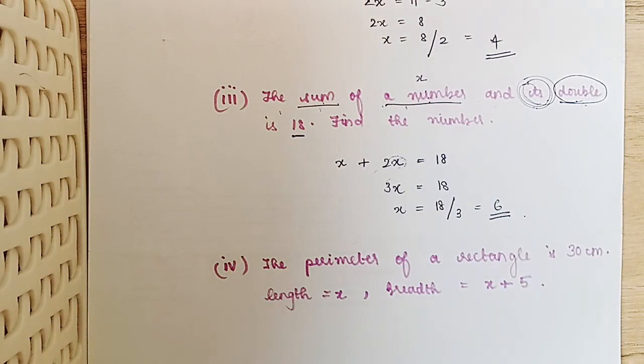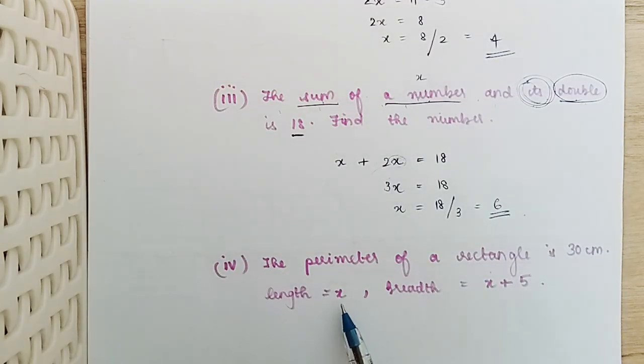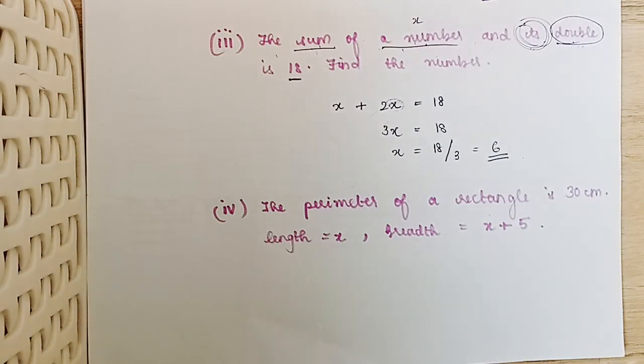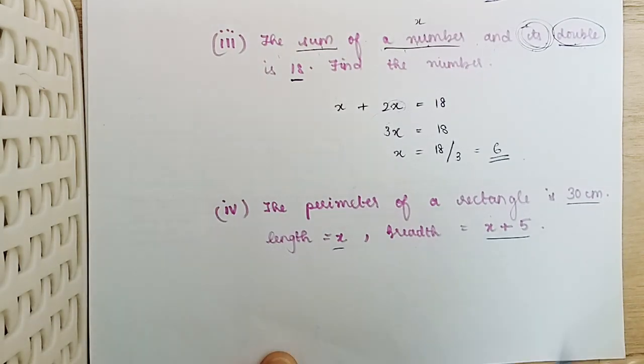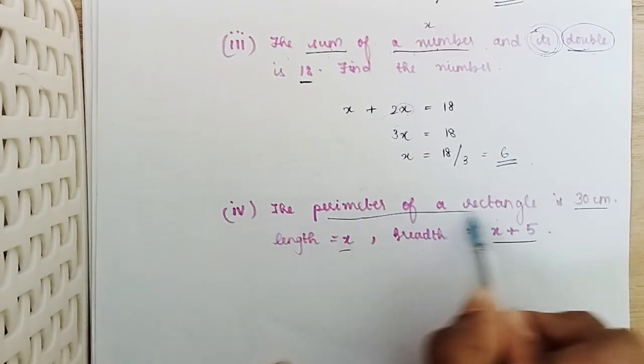Another and very tricky question is, the perimeter of a rectangle is 30 centimeter. The length is given as x and the breadth is given as x plus 5. So this is an application based question. So how do you do it? Since this is in 8th grade, they will start asking application level questions. So for doing this, again, note down whatever you see. So 30 centimeter is given, x is given, x plus 5 is given. Then what is given? What is 30 centimeter? The perimeter of a rectangle.